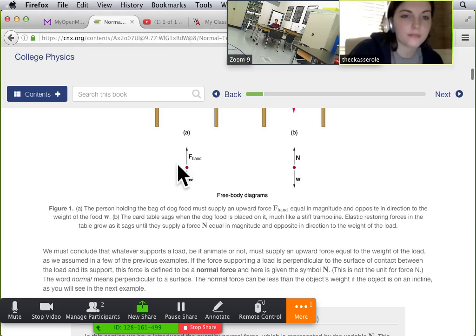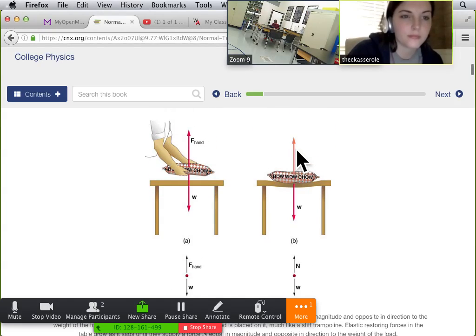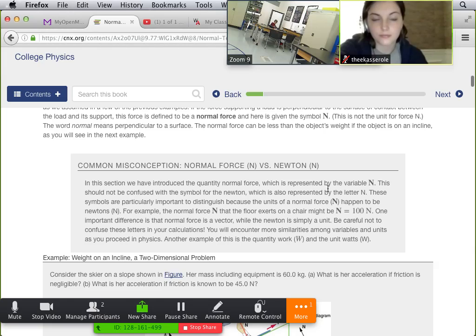Before you put the bag down, we have the force from the hand holding the bag up, and after you put it down, you have the force from the table holding it up. In both cases, the force of the hand and the force of the table keeps this bag from accelerating. In other words, it keeps it from dropping towards the earth, right? And so these two forces are equal and opposite, and they cancel out, and that's fine.